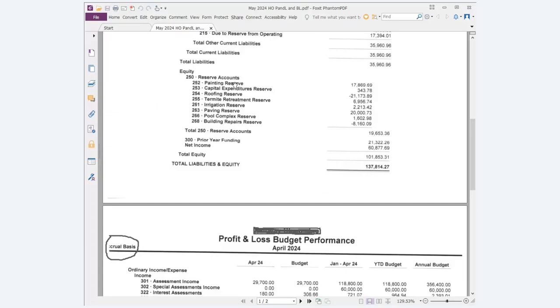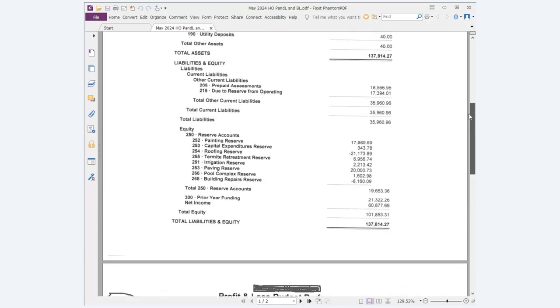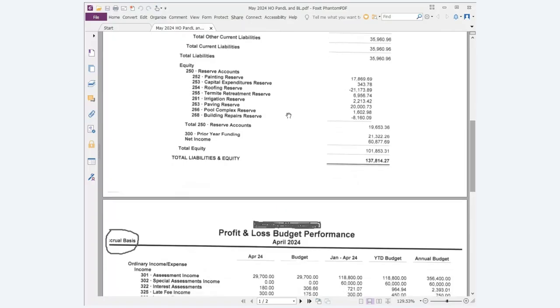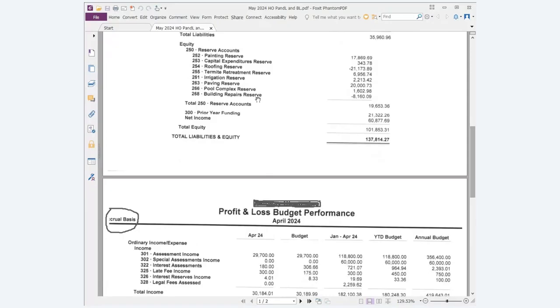And these are greater than 12 months. So they would not be in operating, they're moved over here to reserve, because these might be every 20 years or every 30 years. So that's why they're in the reserving. So this is the total for the reserve accounts. And then the prior year funding, let's take a closer look at that. Typically that would be called prior year equity. And it's the accumulated deficit or surplus, in this case surplus, since inception of the HOA.